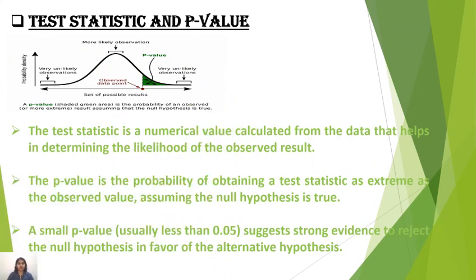Test statistic and p-value. The test statistic is a numerical value calculated from the data that helps in determining the likelihood of the observed results. The p-value is the probability of obtaining a test statistic as extreme as the observed value, assuming the null hypothesis is true. A small p-value, usually less than 0.05, suggests strong evidence against the null hypothesis in favor of the alternative hypothesis.